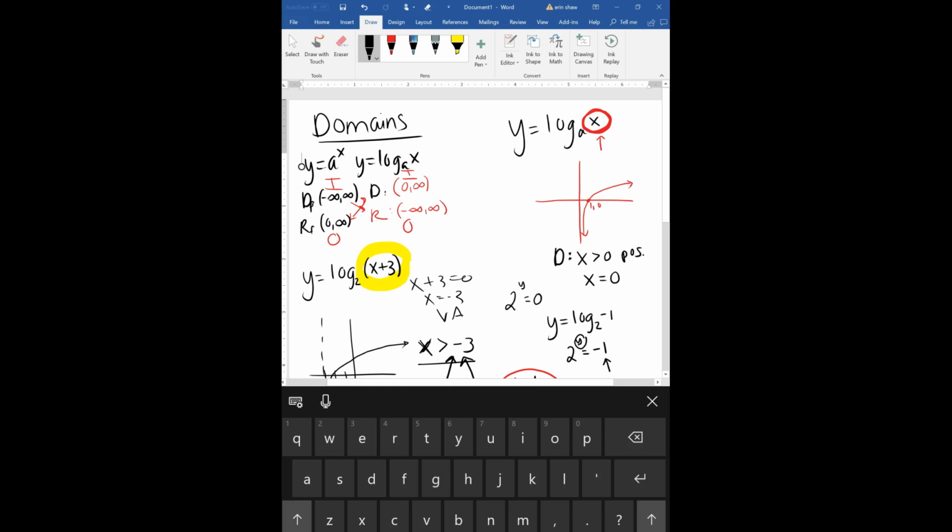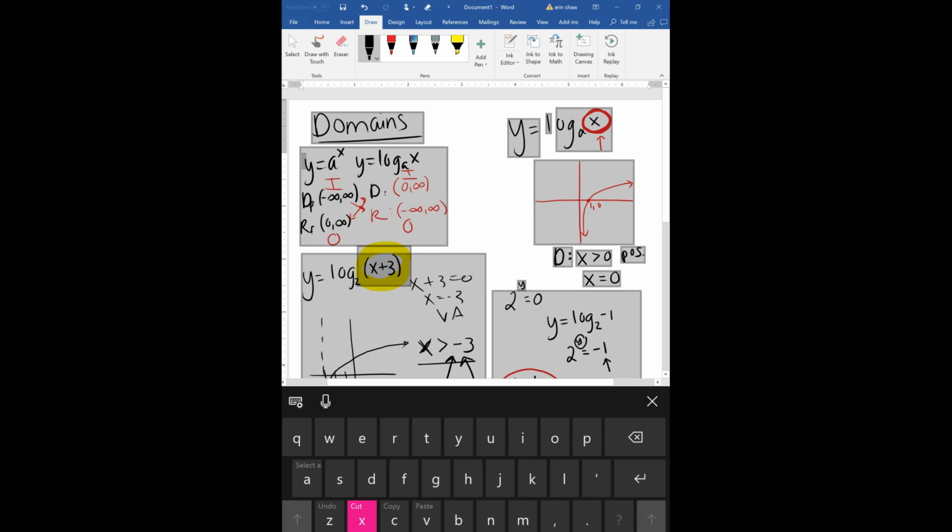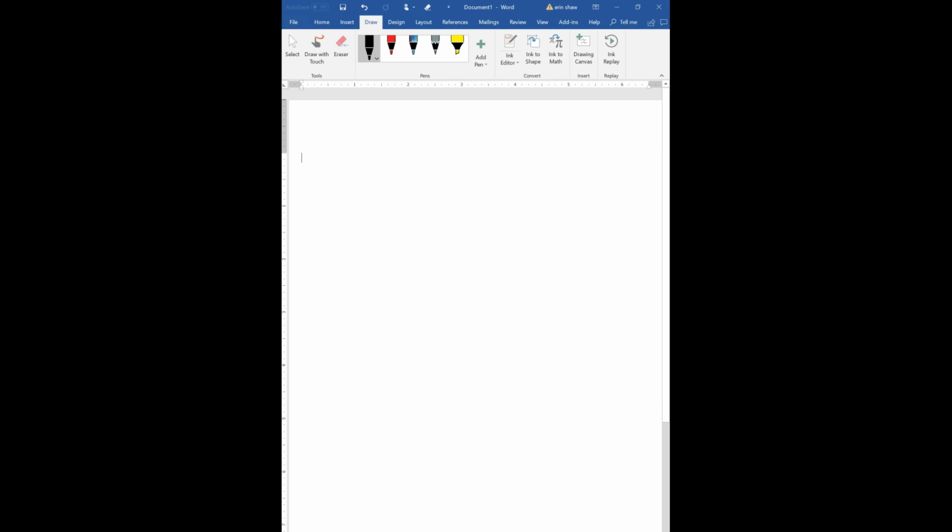Now, let's say I have y equals log base 2 of x squared. I need my argument to be positive. So think about some numbers. I really think you only have positive or negative numbers. If you take any negative number and square it, you're going to get a positive number. If you take any positive number and square it, you're going to get a positive number.